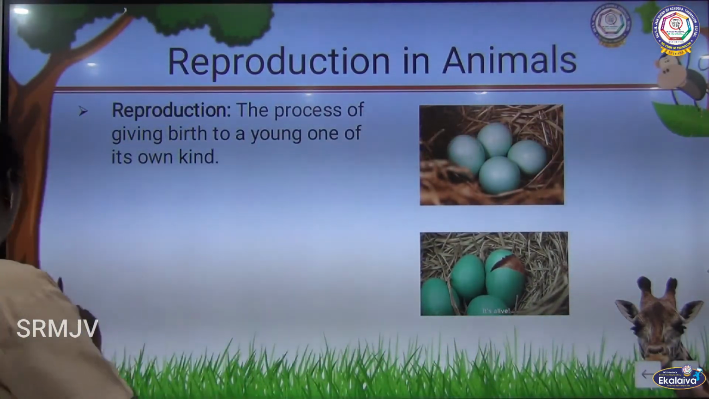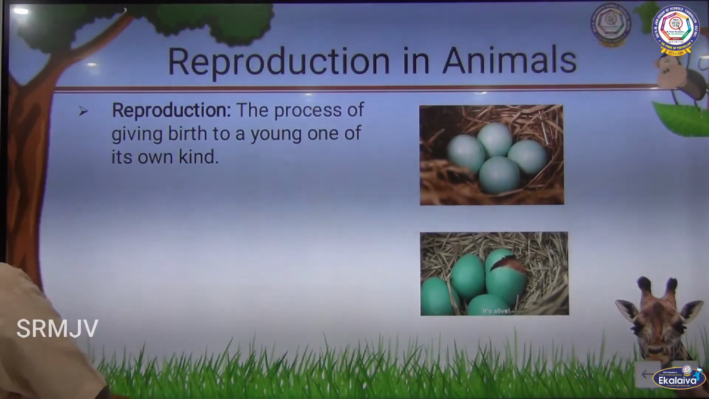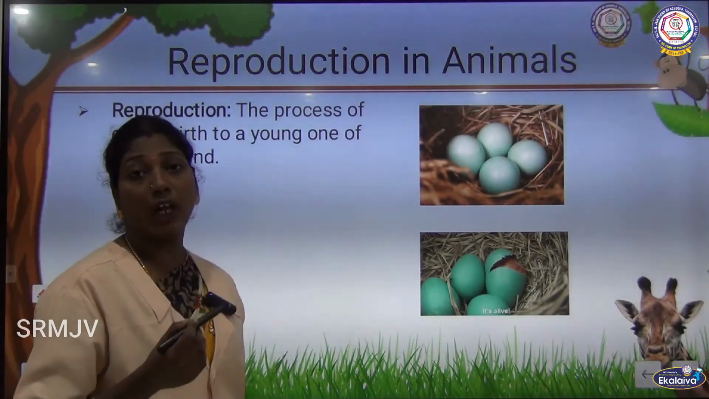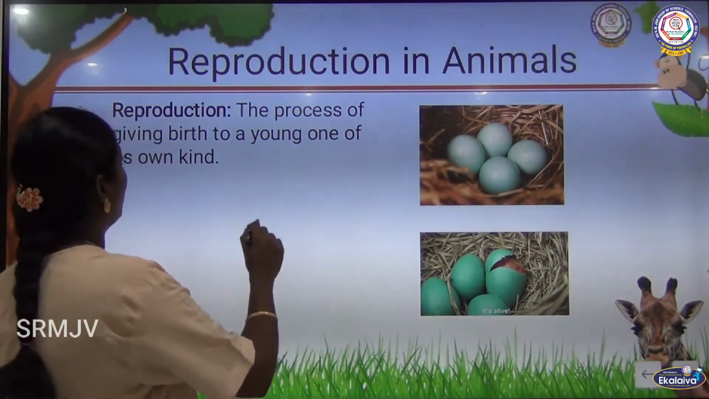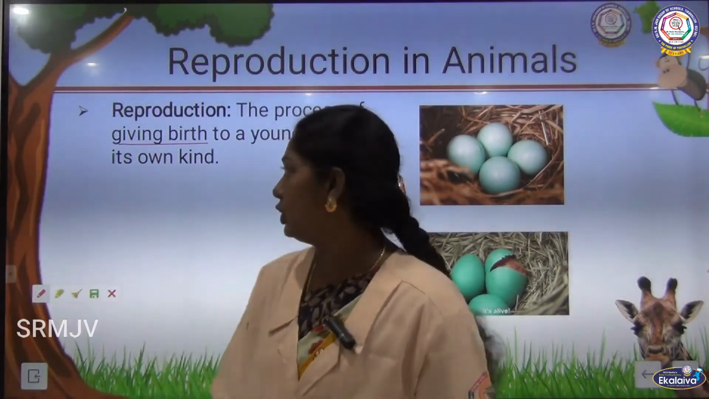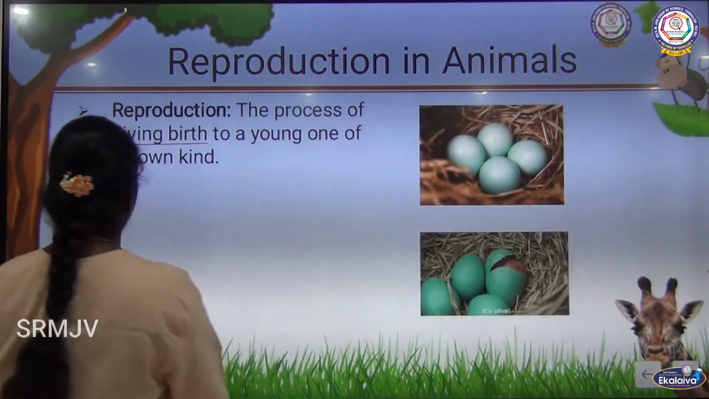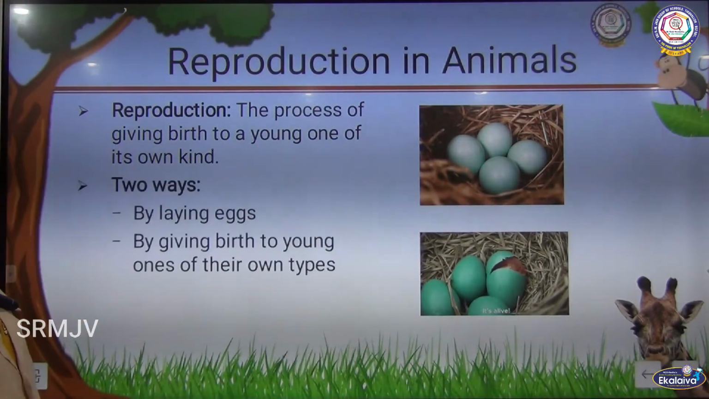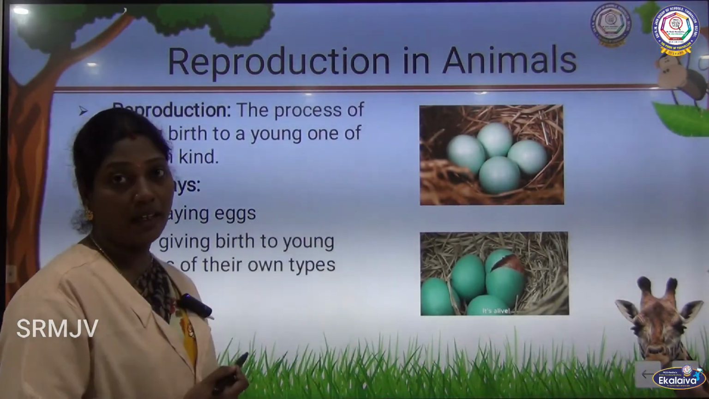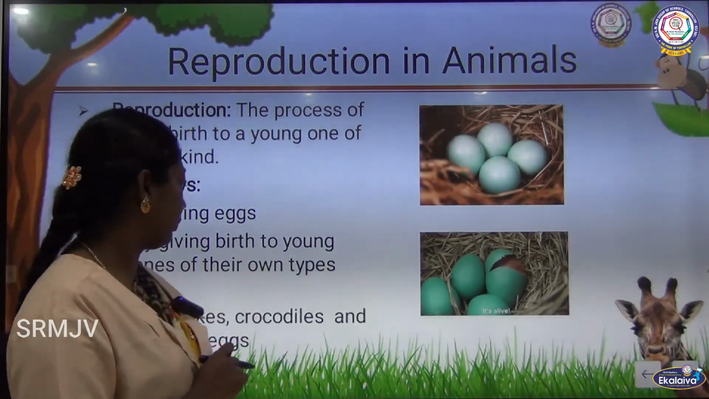Reproduction. The process of giving birth to young ones is called reproduction. There are two ways of reproduction. One is by laying eggs, another one is by giving birth to young ones.